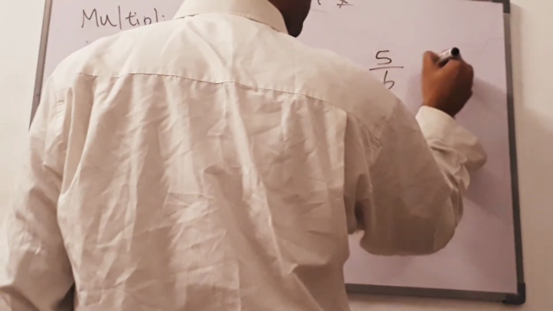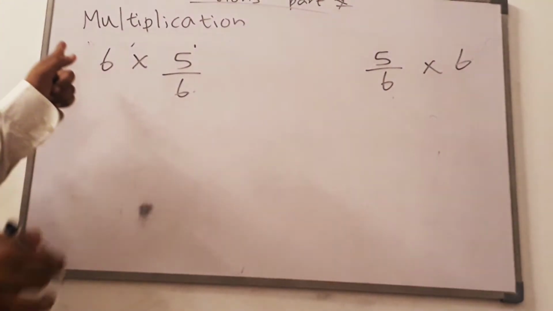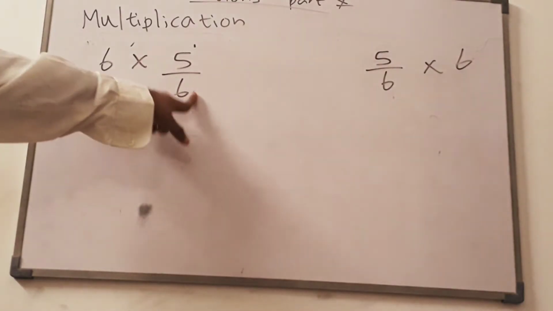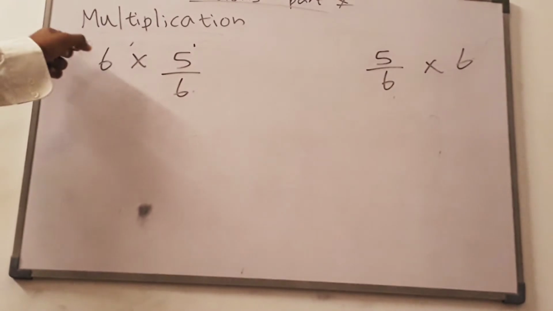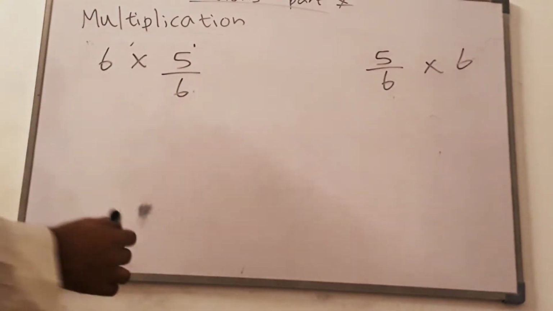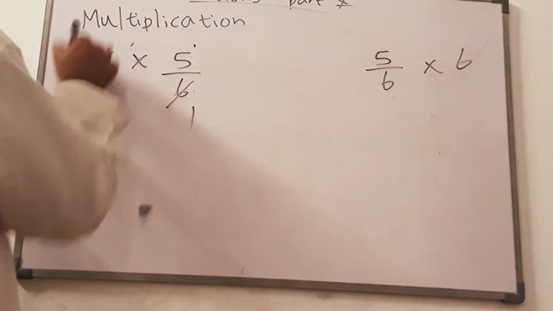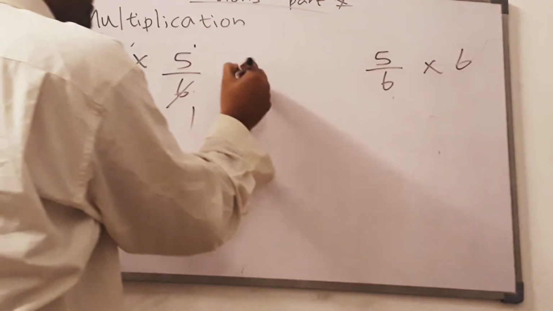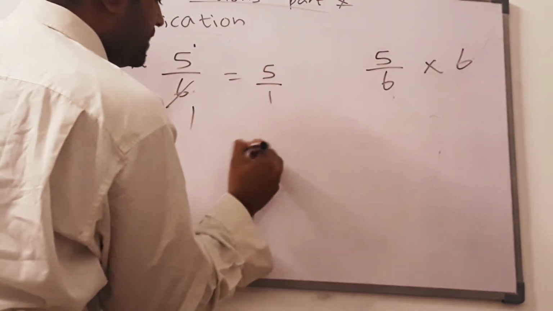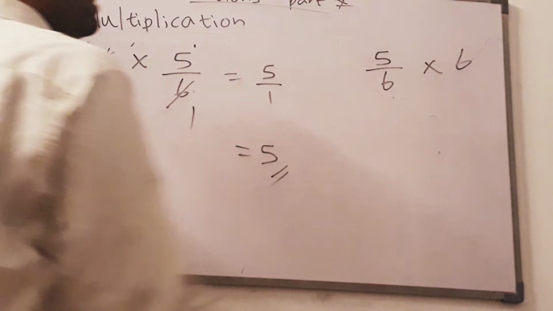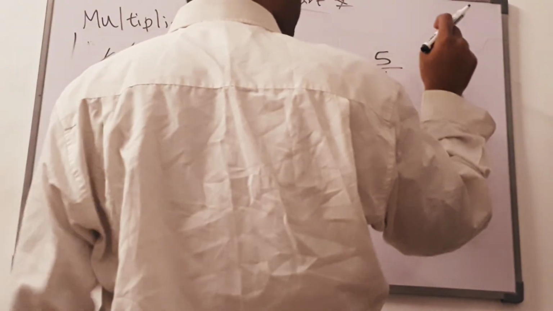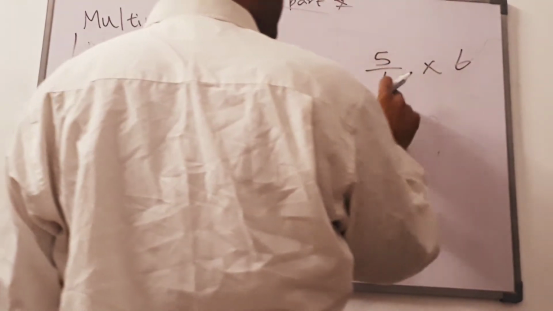6 times 5 over 6, or 5 over 6 times 6. The 6 can be cancelled with this 6, because 6 is a common factor of both the whole number and the denominator. So 1 6 and 1 6. 1 times 5, 5 over 1. Answer is 5.